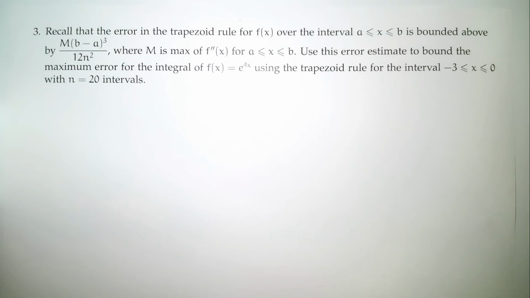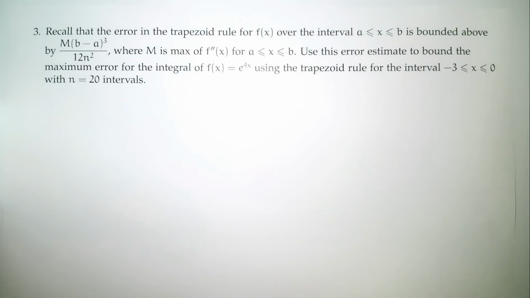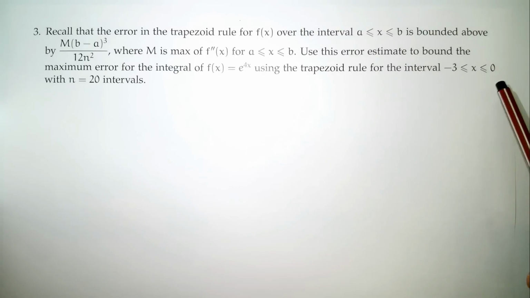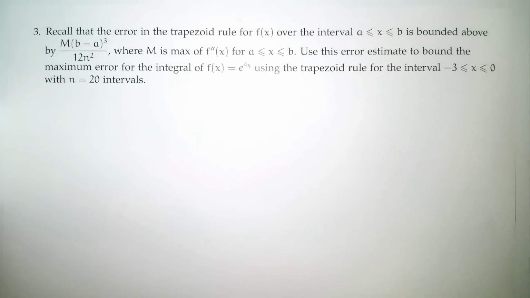Recall that the error in the trapezoid rule for f of x over the interval a less than or equal to x less than or equal to b is bounded above by this expression, M times (b minus a) cubed over 12n squared, where M is the max of |f double prime of x| for a less than or equal to x less than or equal to b. Now use this error estimate to bound the maximum error for the integral of f of x equals e to the 4x using the trapezoid rule for the interval -3 less than or equal to x less than or equal to 0 with 20 intervals, n equals 20.